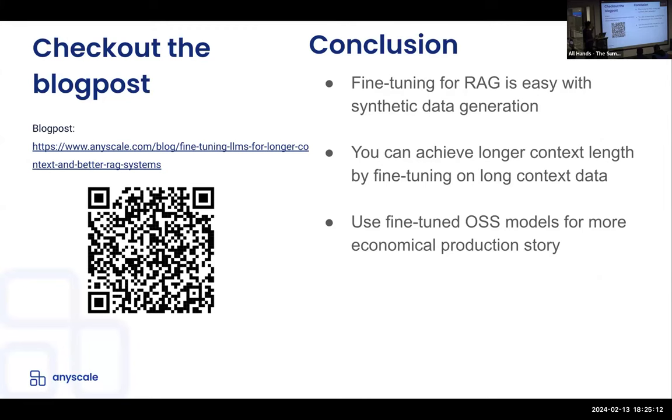I just showcased what we did for this needle in a haystack problem in the RAG context, how we created the synthetic data, how you can effectively achieve longer context length via fine-tuning, and made an economical case study for why going for fine-tuned open source models is beneficial in the long term.